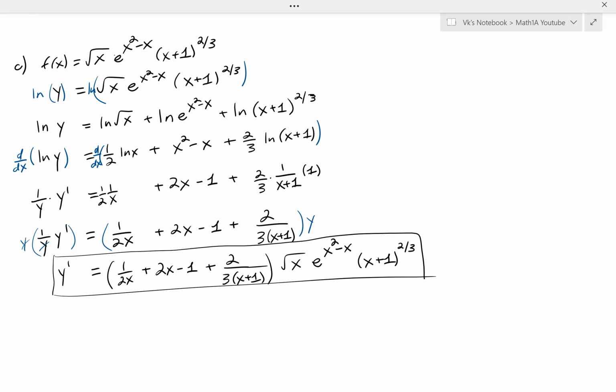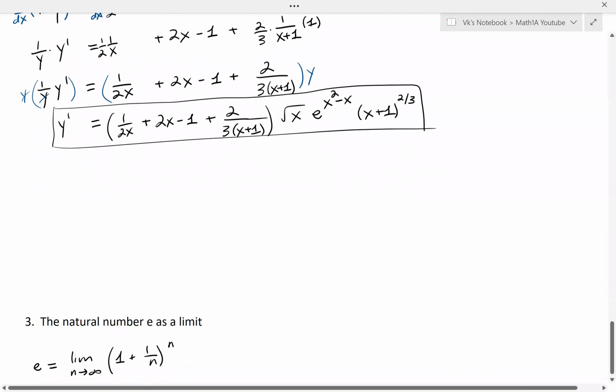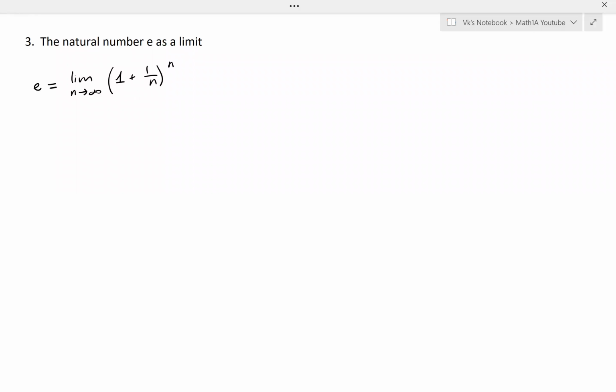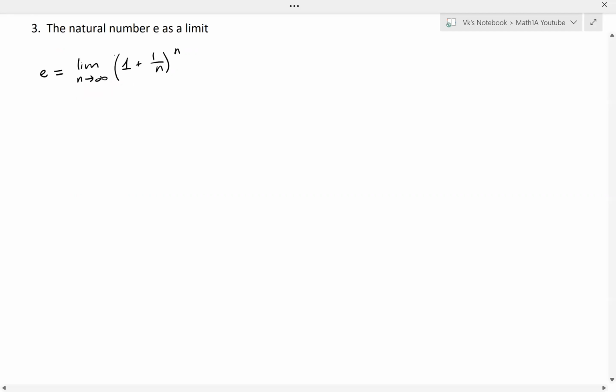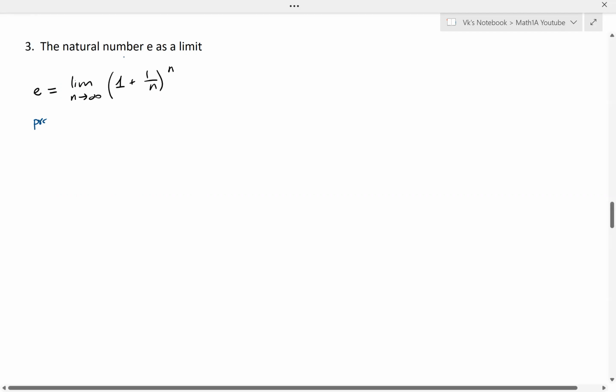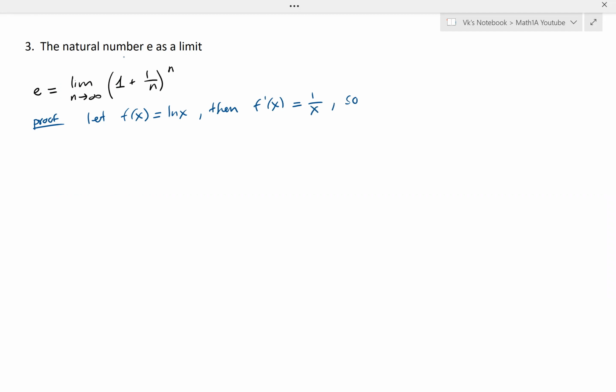Well, in this section, we're going to show something cool besides doing the derivative of ln x, and that is number 3: the natural number e as a limit. e is the limit as n goes to infinity of (1 plus 1 over n) to the power n. Let's prove this. Let f(x) equal ln x. Then f prime of x is 1 over x. So f prime of 1 is 1 over 1, which is 1.